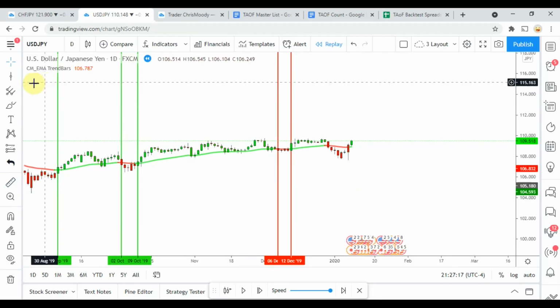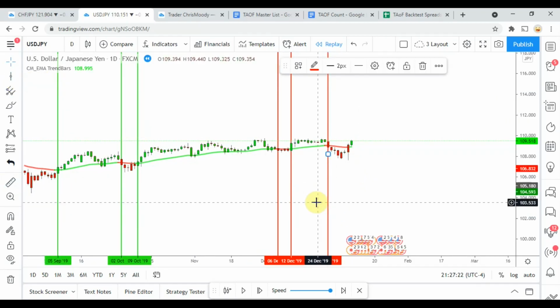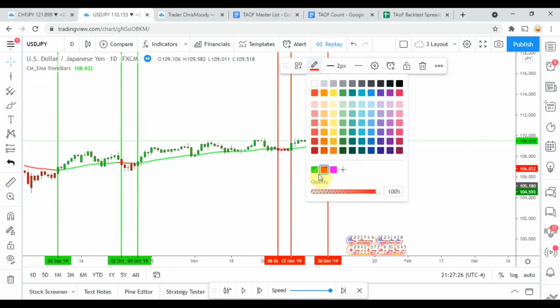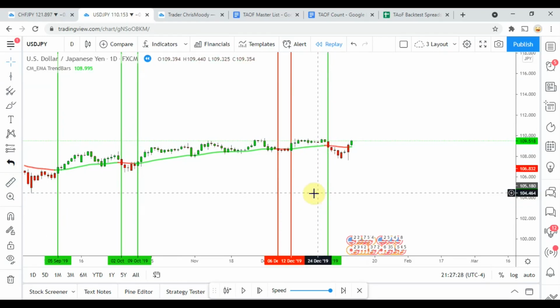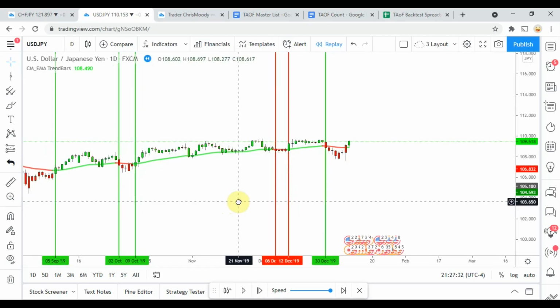Nope, that one's not going to get us to take profit. And then lastly, we pick up a short right there. And that one is going to get us to take profit.